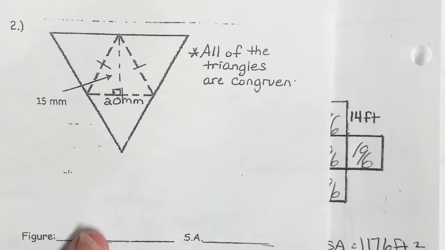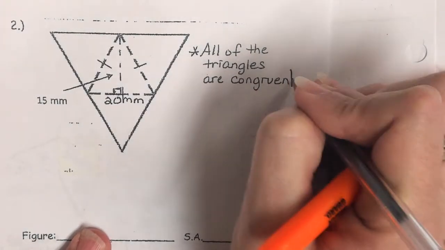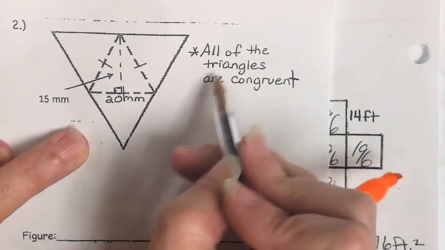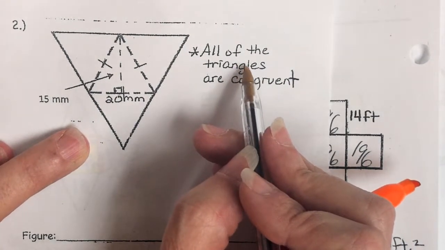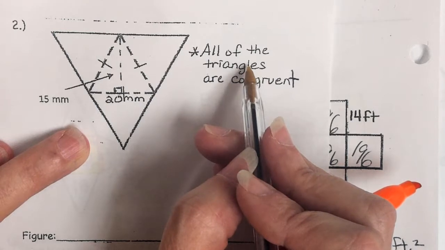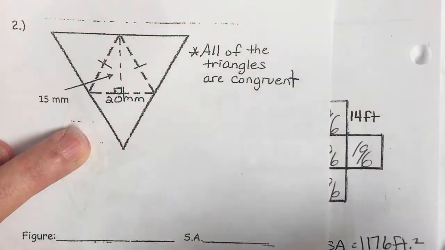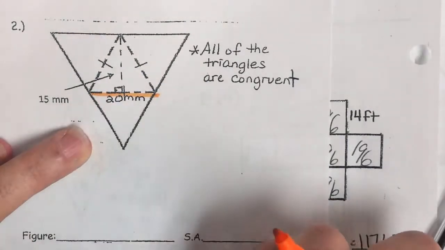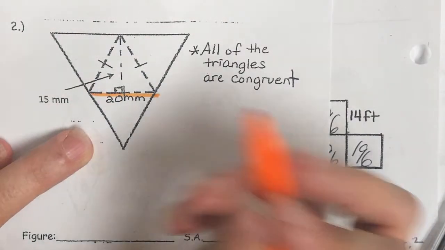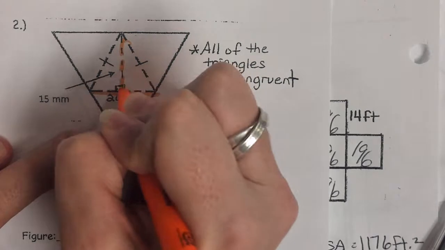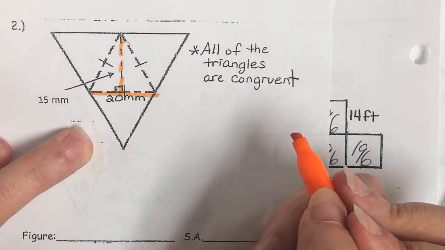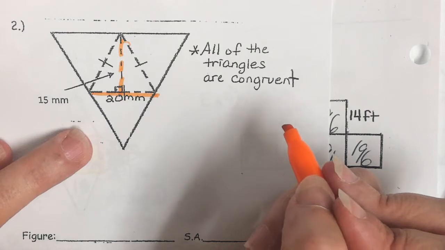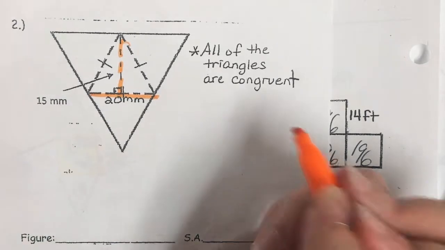Number 2, this word should be congruent. It cut off the T. Okay. If all the triangles are congruent, that means they're all the same. Correct? Okay. So, on this triangle, my base is 20 and my height is 15. Divide by 2. Okay. Everybody get on that one? That one's not too bad because you're just doing it 4 times.